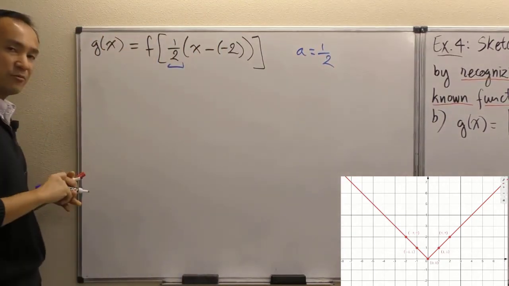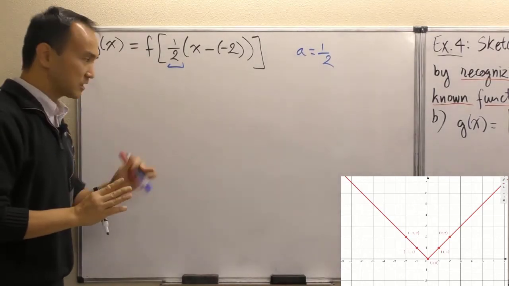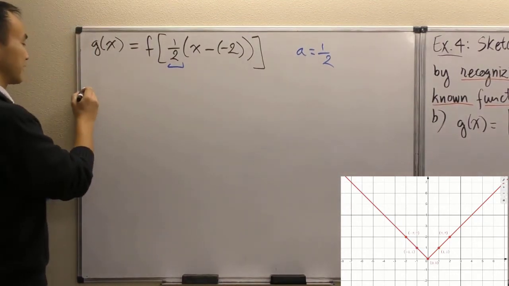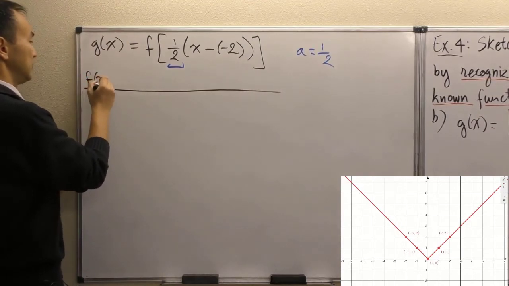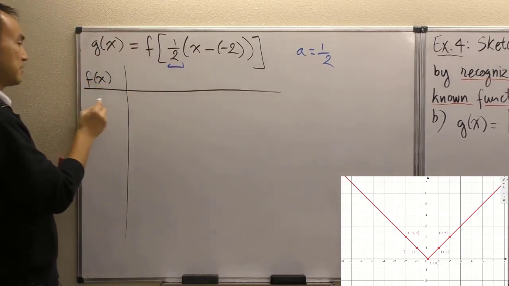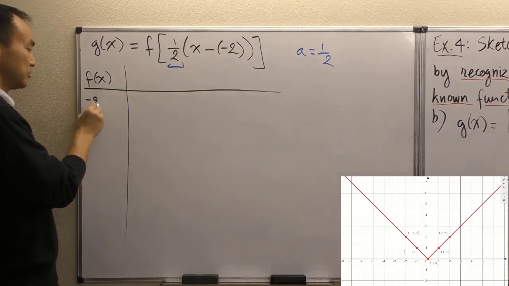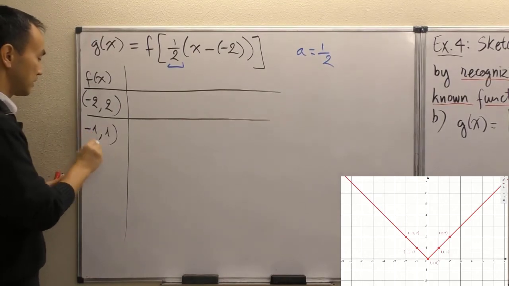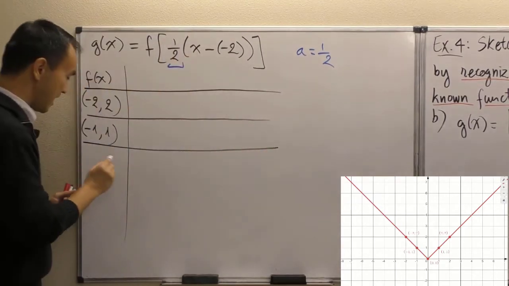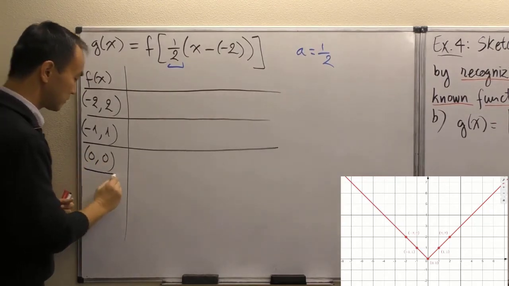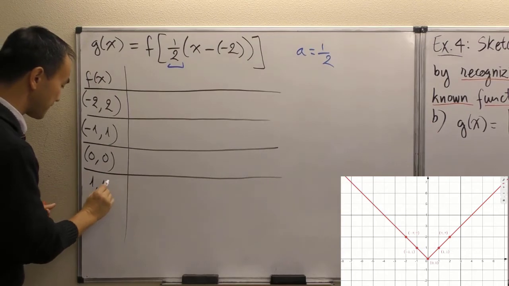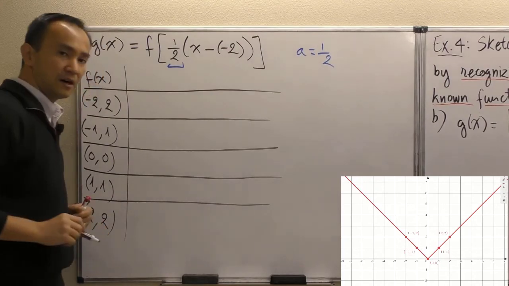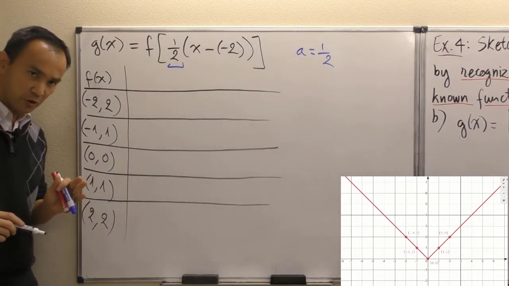So now let's construct a table that contains all the guiding points, not the table of values, the table of all the guiding points. Okay, and so f of x in the parent function has the following guiding points here: -2, 2. Okay, and then we have -1, 1. We had another point right at 0, 0. And we have another point at 1, 1. And we have a point at 2, 2. All right, so these are the guiding points on the original parent function.